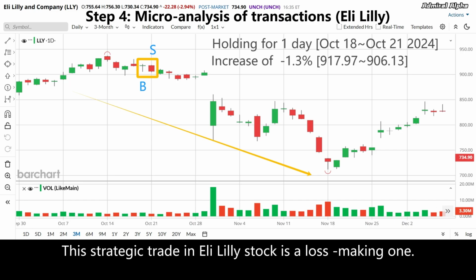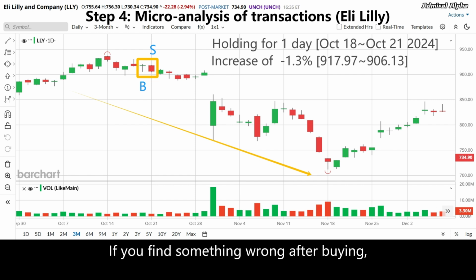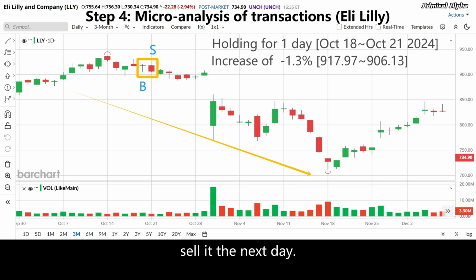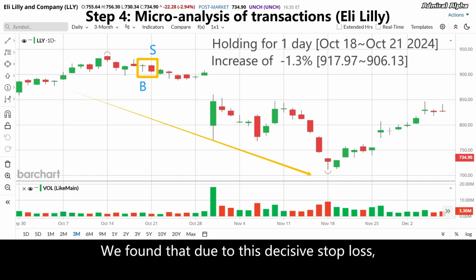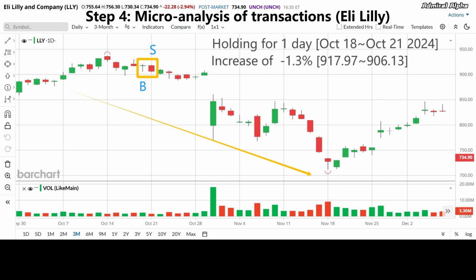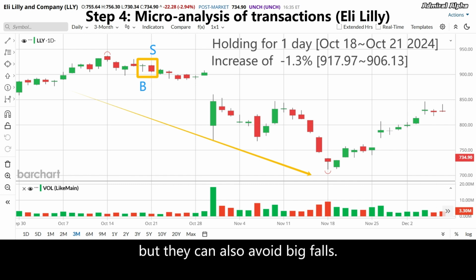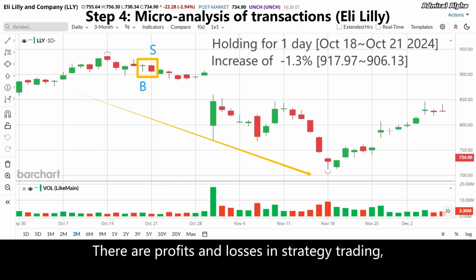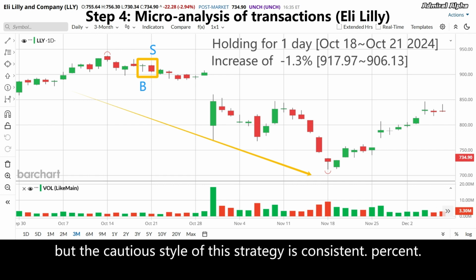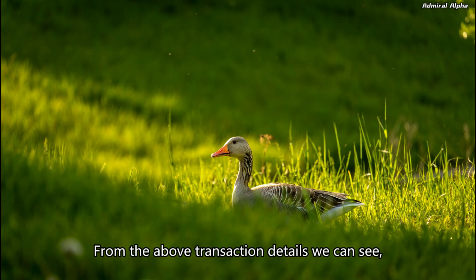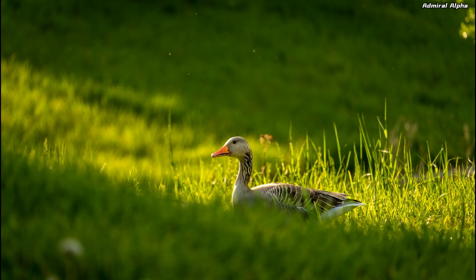This strategic trade in Eli Lilly stock is a loss-making one. If you find something wrong after buying, sell it the next day. It suffered a loss of 1.3%. We found that due to this decisive stop loss, a larger decline was avoided. Therefore, short-term strategies may miss big gains, but they can also avoid big falls. There are profits and losses in strategy trading, but the cautious style of this strategy is consistent. From the above transaction details we can see the Chord Trading Strategy is a short-term trading strategy.